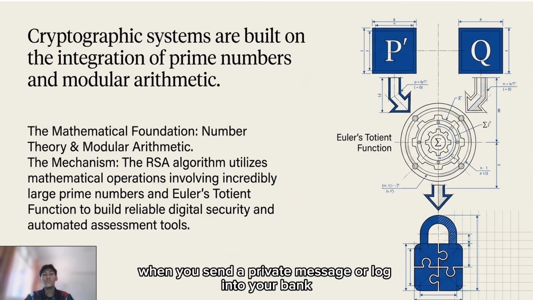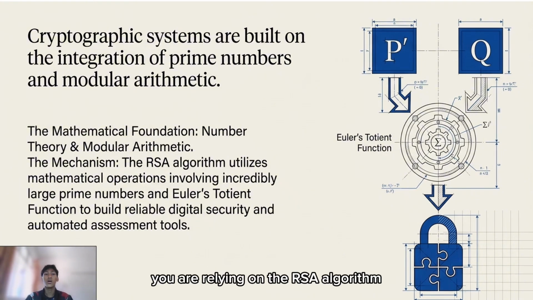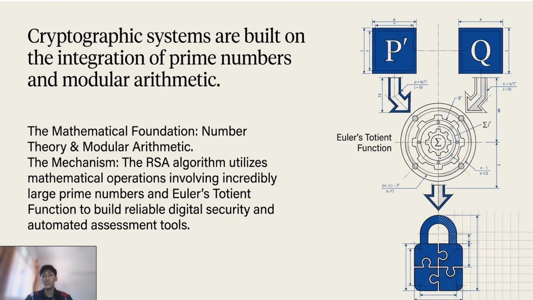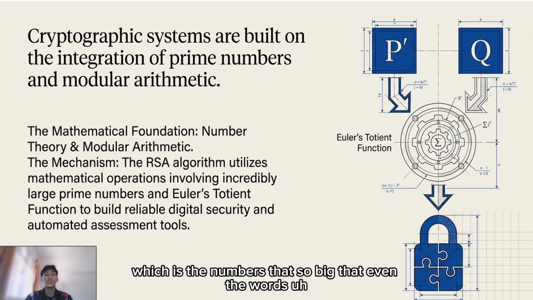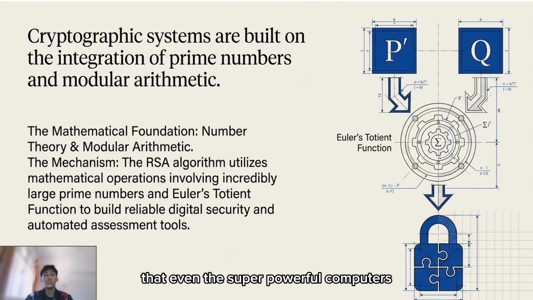When you send a private message or log into your bank, you are relying on the RSA algorithm. This is not based on shape, but on the strange, beautiful properties of prime numbers, and modular arithmetic. RSA uses incredibly large prime numbers, numbers so big that even the super powerful computers would take a lifetime to factor them, to build a wall of digital security.